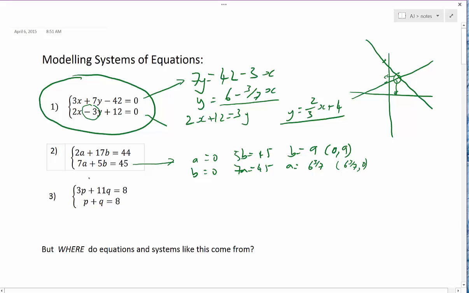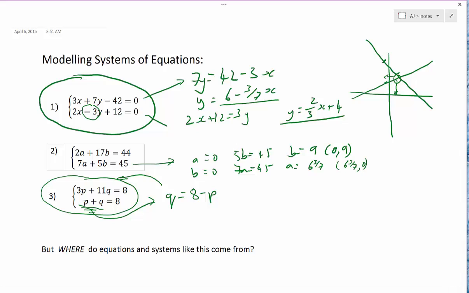This third one actually is probably best solved by something called substitution, because in the second equation we can write q equals 8 minus p and then substitute that back into the first equation. Really, my purpose of doing this is just to explain that all of these systems do have solutions which could be graphed, but there are other ways to solve them.